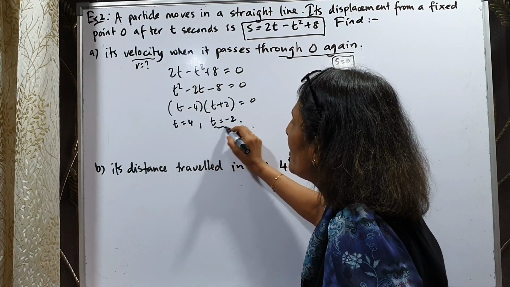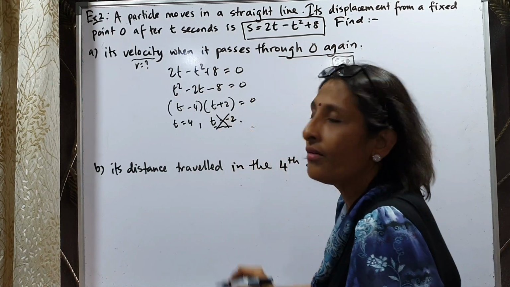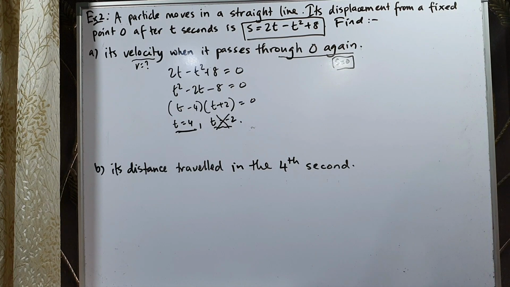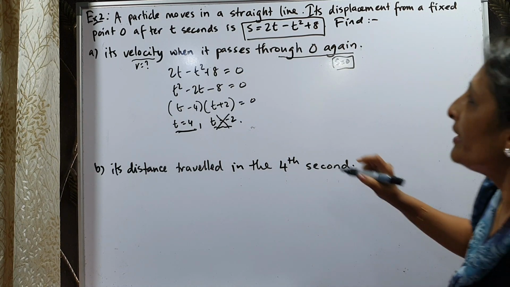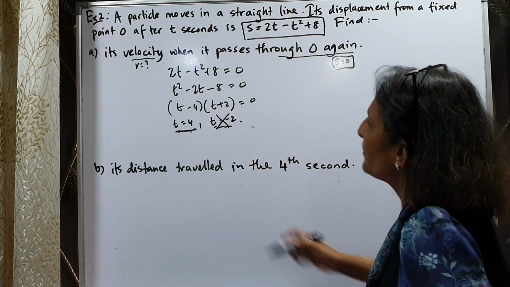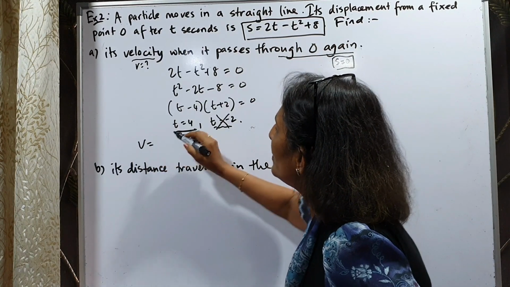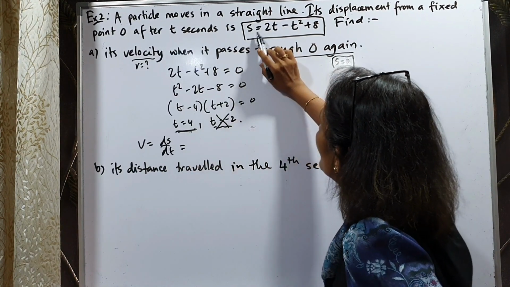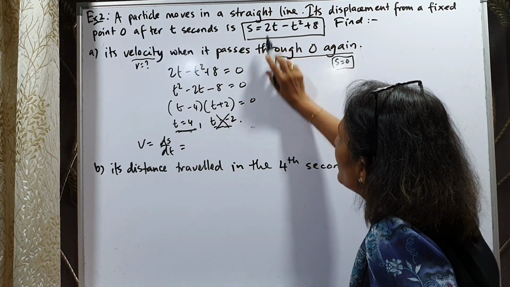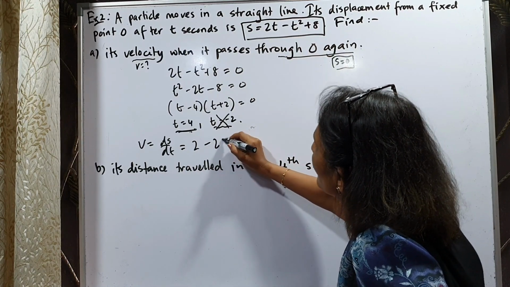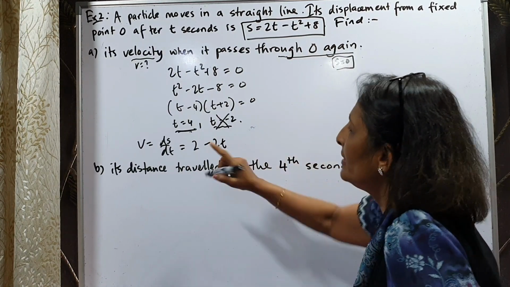Of course t cannot be negative, so you can cancel this off, and this is the answer we should accept. But the question says find its velocity. Now we only have time, so we have to sub the time into the v equation. And do we have v? v equals ds/dt. Remember, differentiate the s. When you differentiate the s, you get 2 minus 2t. Okay, this is your v.